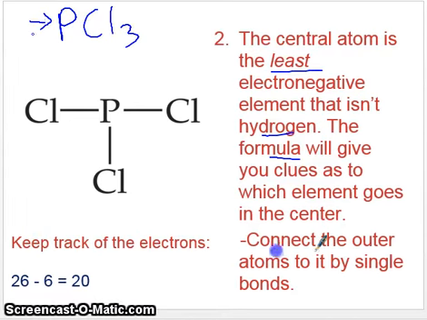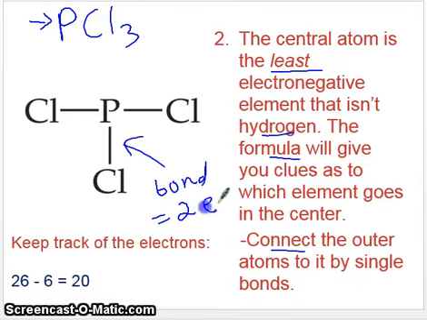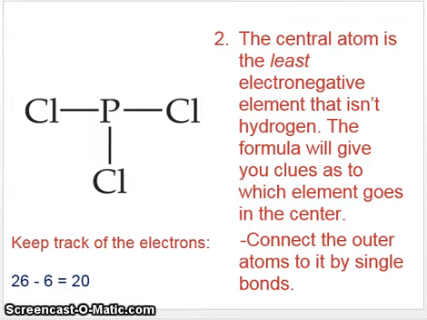And then you will connect each atom by a line. Remember that each of these lines is a bond, which is equal to 2 electrons. So in this case, we have 2, 4, 6 electrons distributed already, and then we have 20 left over to distribute. The next slide will show us how to distribute the electrons.